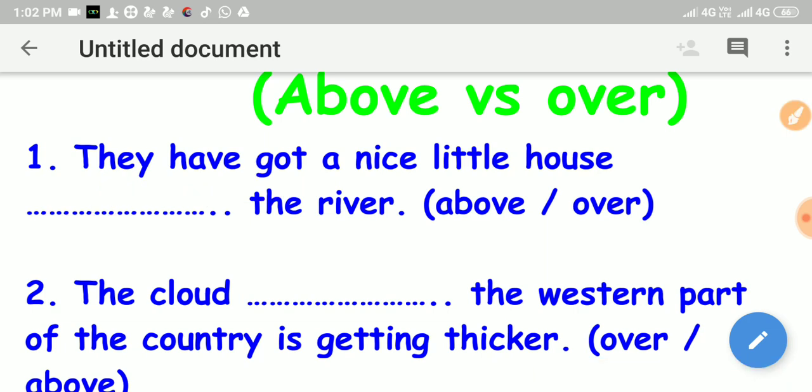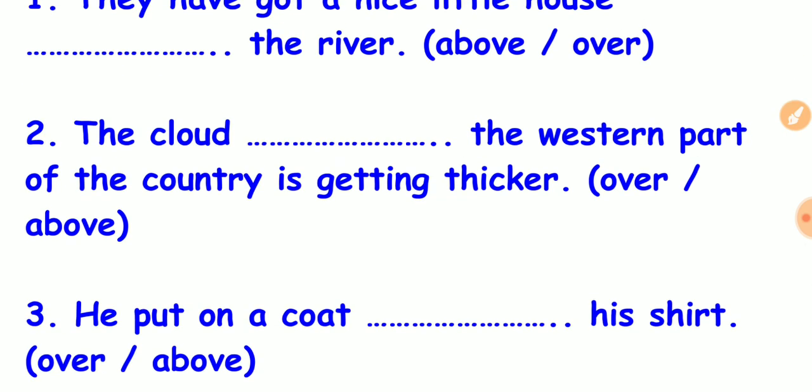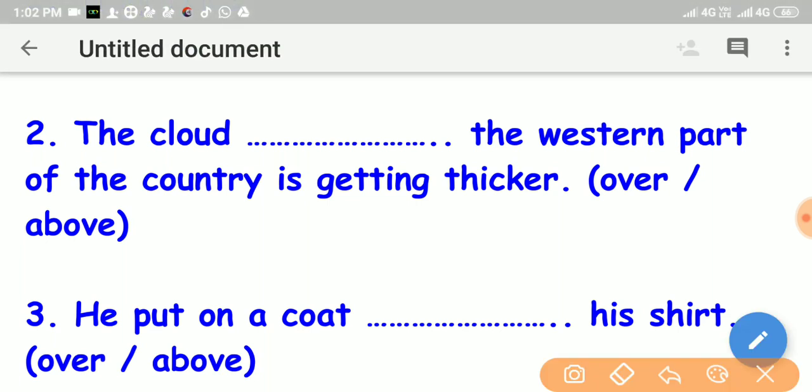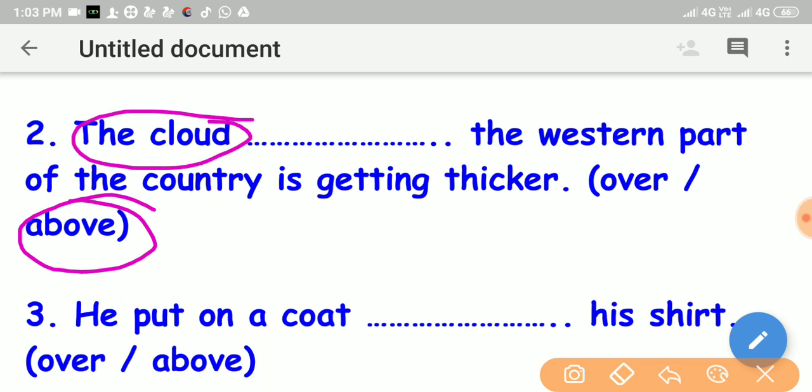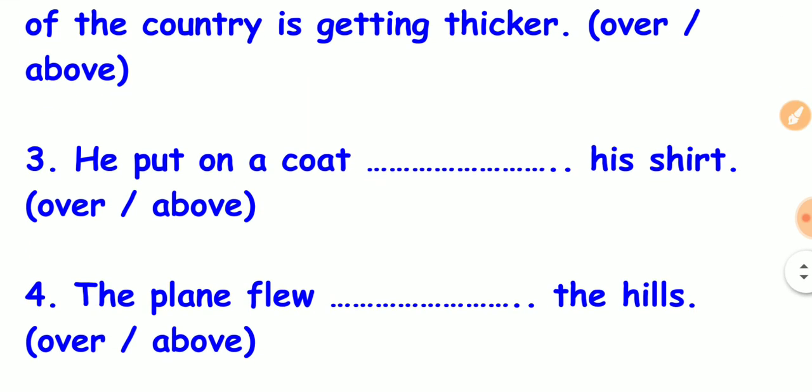So let us go and discuss the second question. The cloud dash the western part of the country is getting thicker. Can anyone guess, my dear friends? Actually, this example we have discussed earlier. So I think this is the correct answer: the cloud above the western part. That means the cloud is placed over the western part of the country. That means the cloud has no movement here when we are talking about that. So that's why above is the most suitable word, my dear friends.